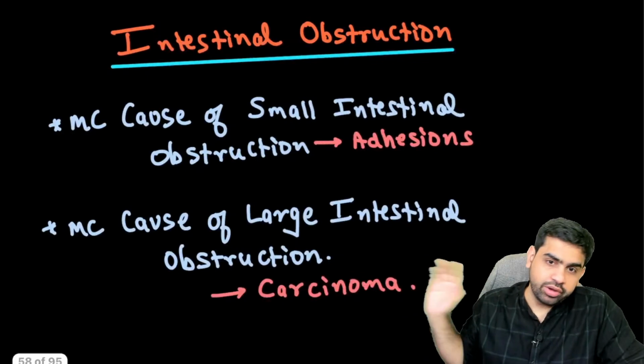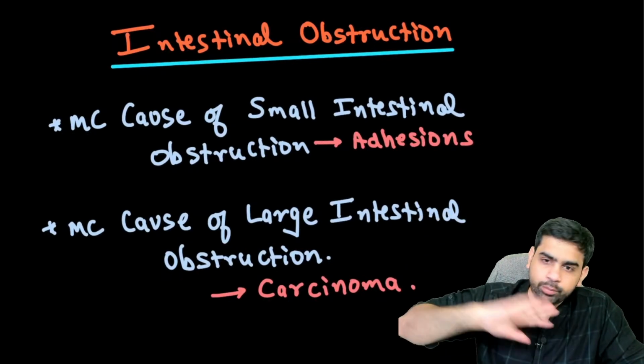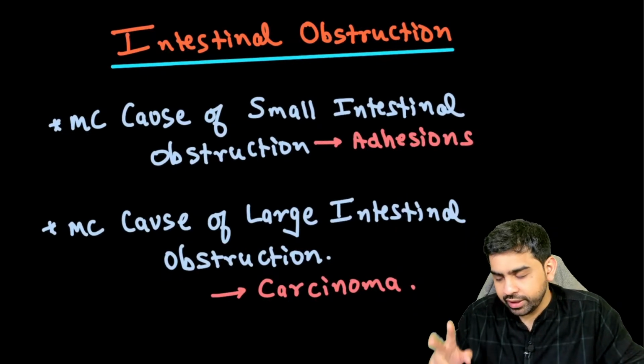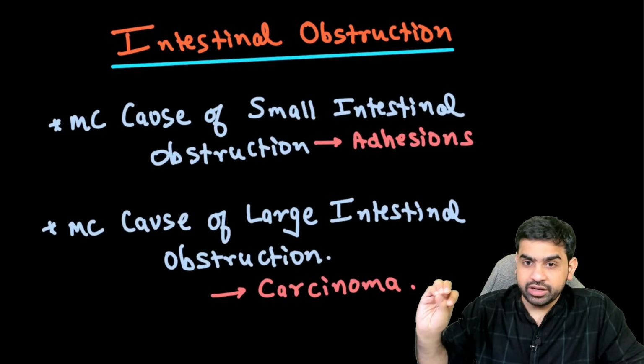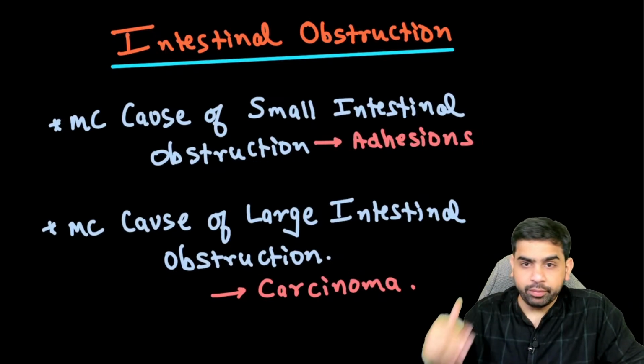More than 2 centimeters, right hemicolectomy. Less than 1 centimeter, only appendectomy is enough. 1 to 2 centimeters, I just explained to you: if present at the base or the mesoappendix is involved, then you perform a right hemicolectomy.